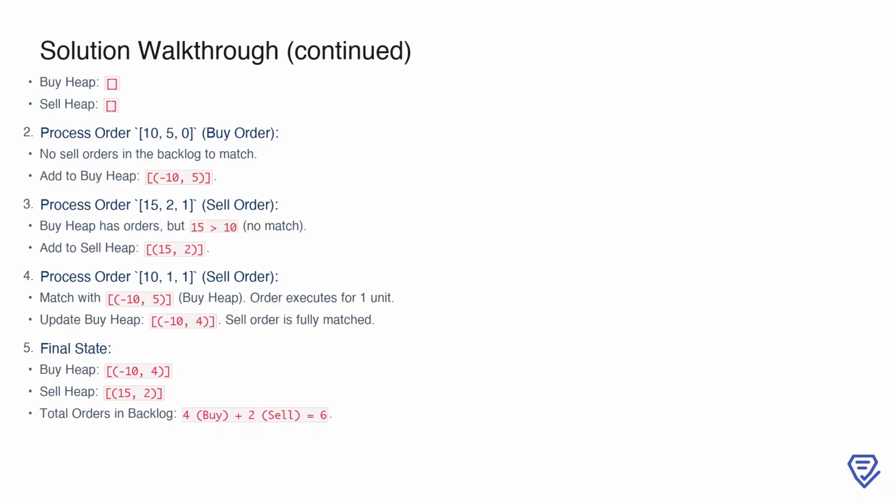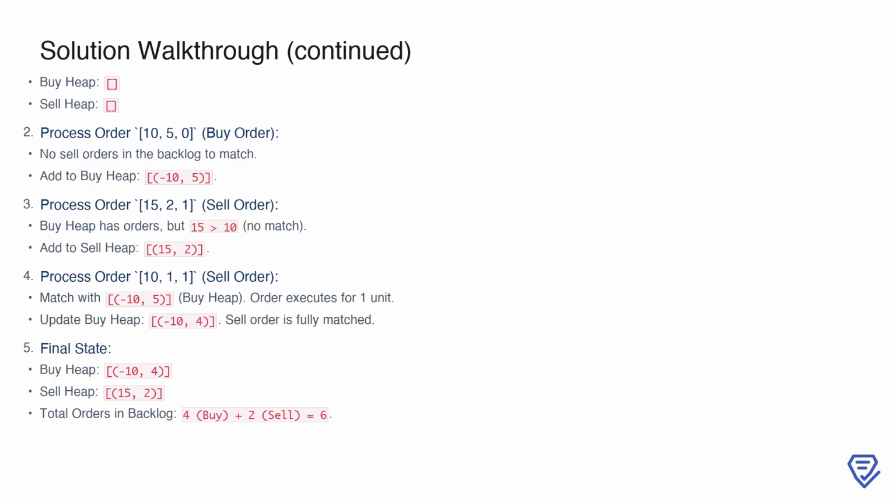Next, we process the second order, 15, 2, 1, which is a sell order for 2 units at a price of 15. The buy heap has orders, but the prices are incompatible since 15 is greater than 10. Therefore, this sell order is added to the sell heap, resulting in 15, 2.